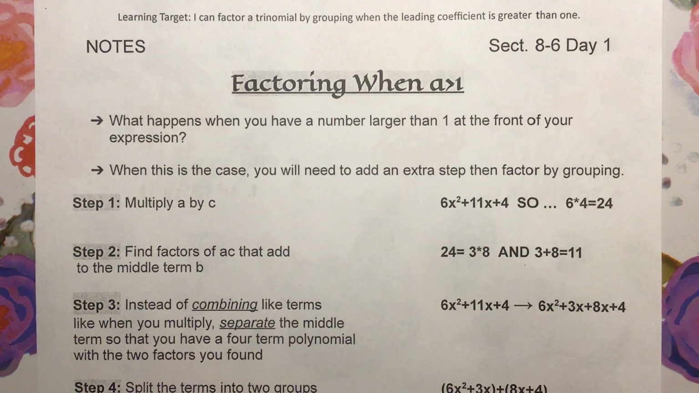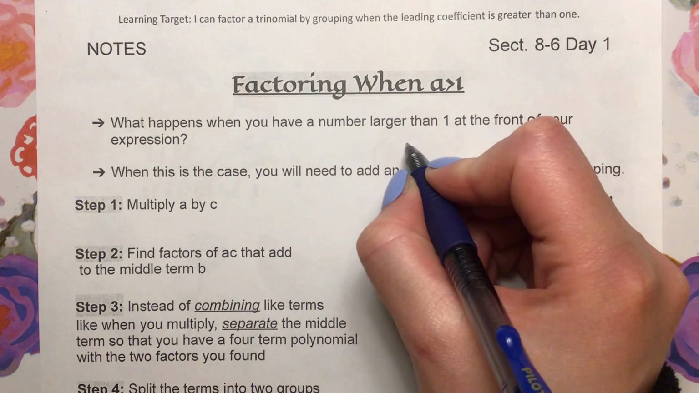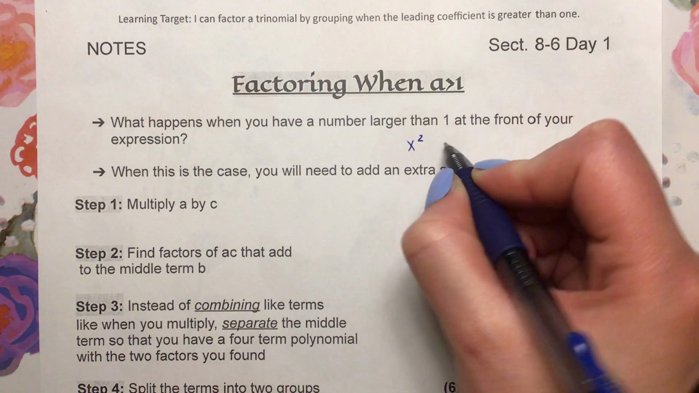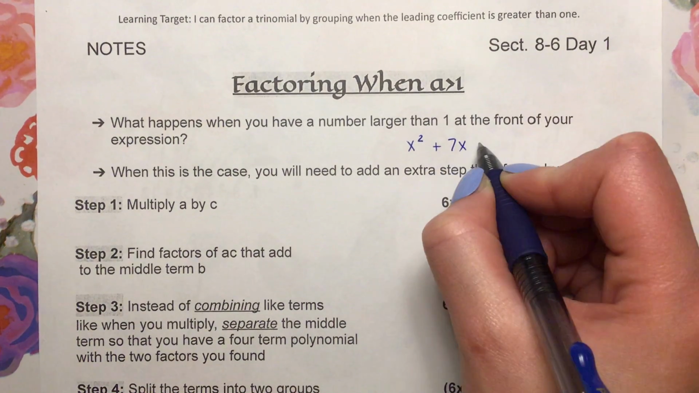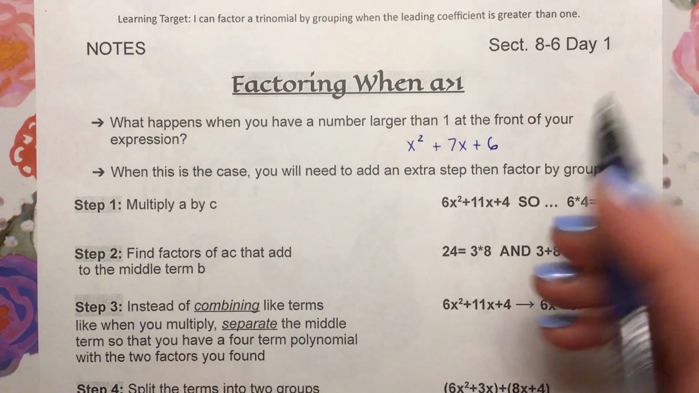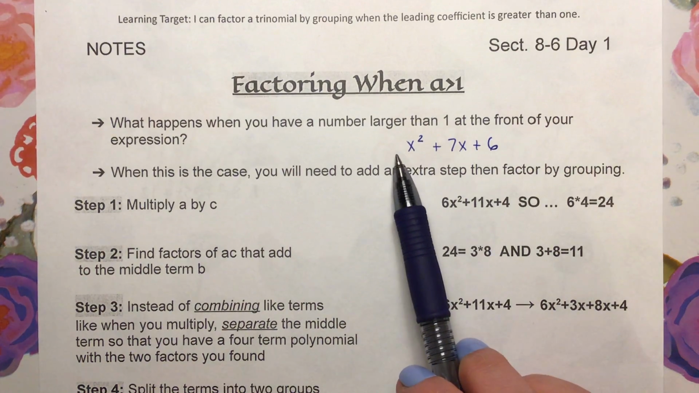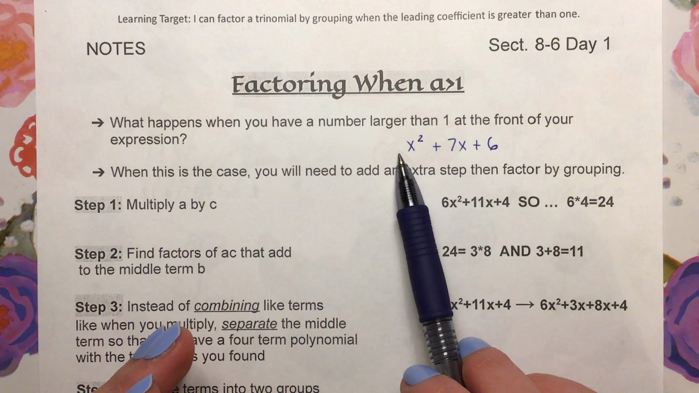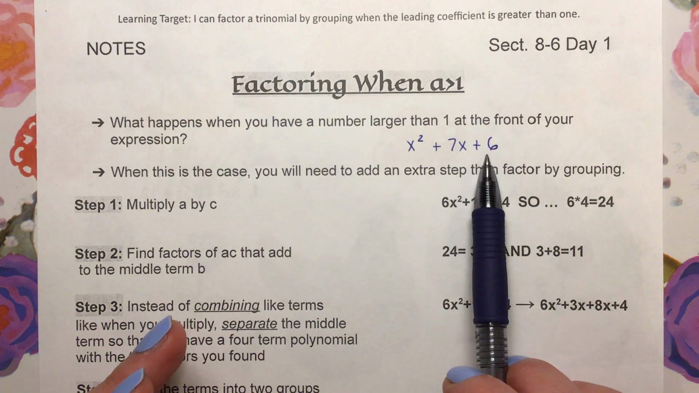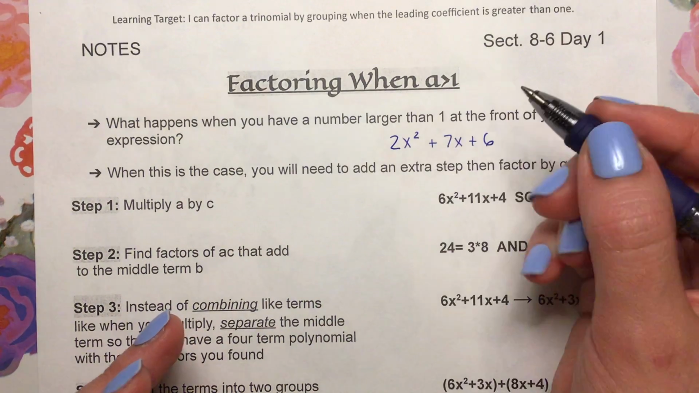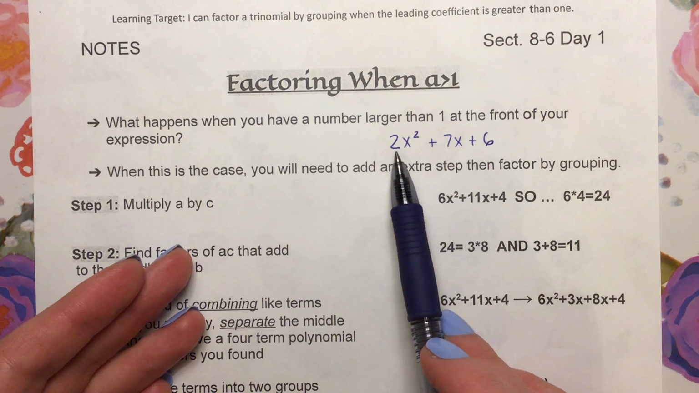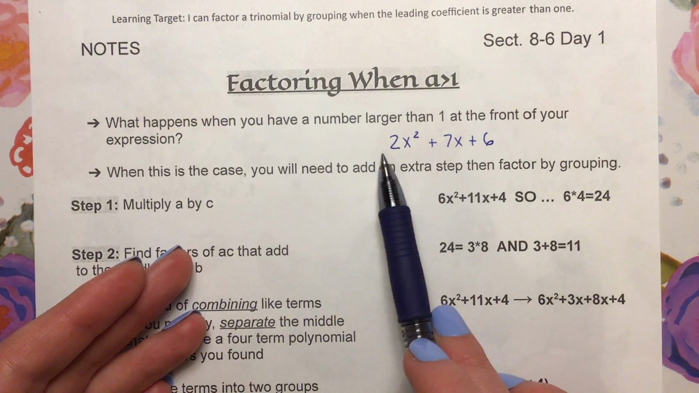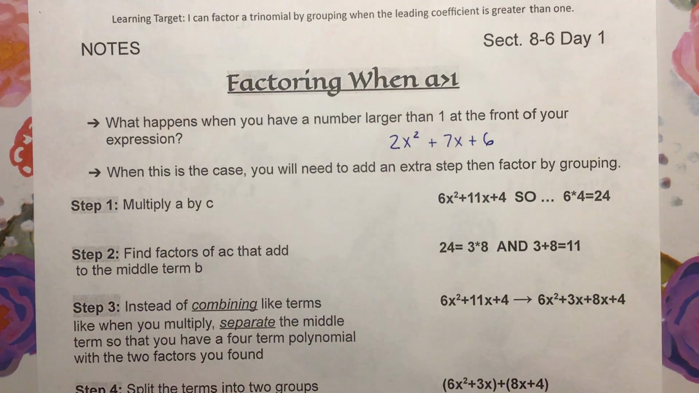So in all of our other expressions, it looked maybe like this, x squared plus 7x plus 6. And notice how there's nothing in front of this x squared, so that would be an invisible 1. But what happens when we put a 2 in front of that, or whatever? How are we going to handle that? Because that's a totally different problem. So that's what we're going to talk about here.